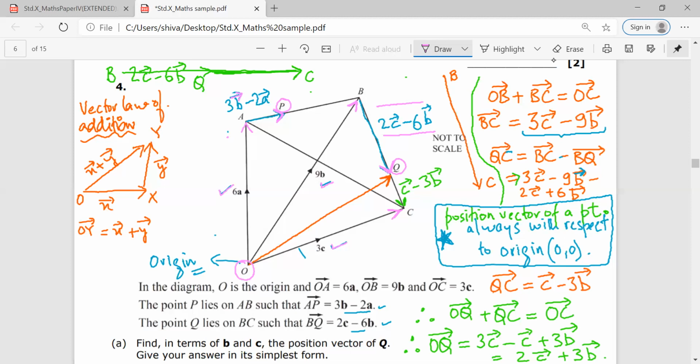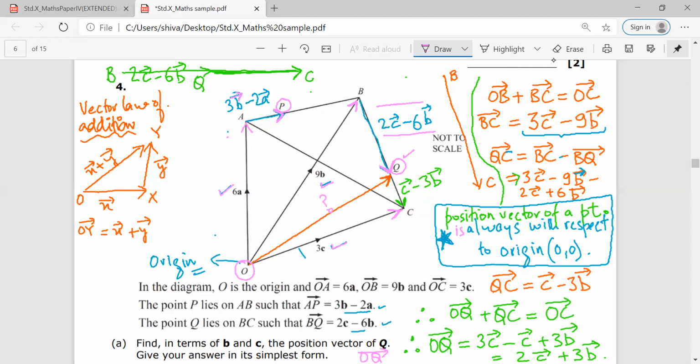Find in terms of B and C the position vector of Q. This is the point Q. We would need to find the position vector of point Q. The second thing that you need to understand for vectors is that the position vector of a point is always with respect to the origin. So basically in this question, they are asking us about the vector OQ. Mr. Rudra, is there a confusion?